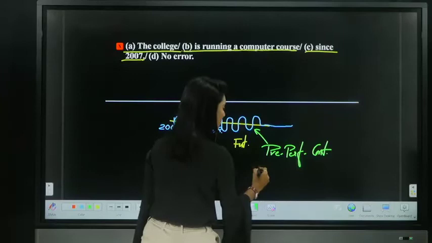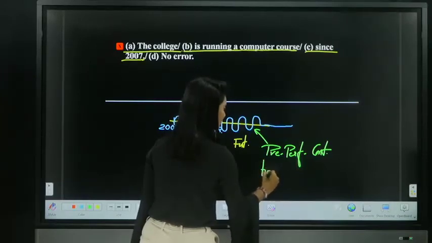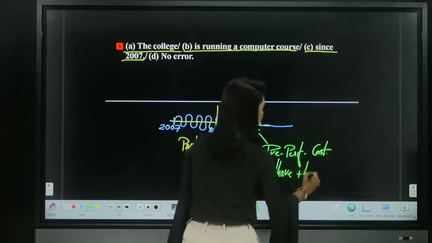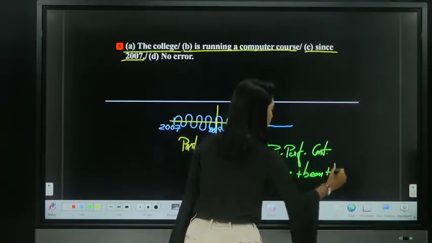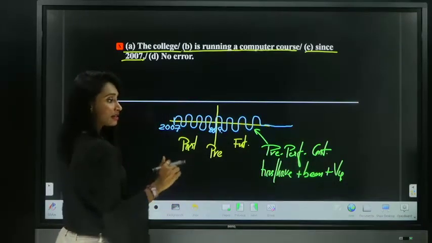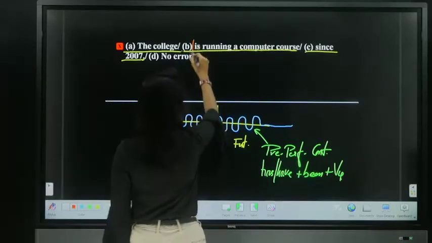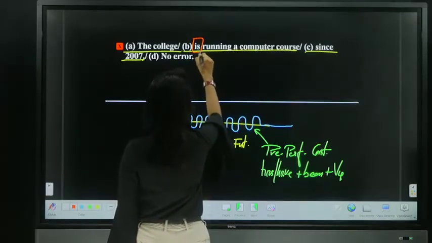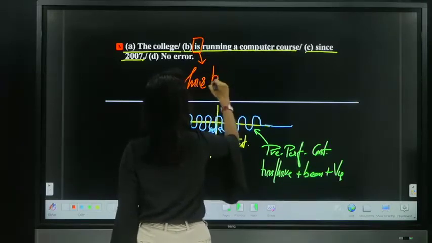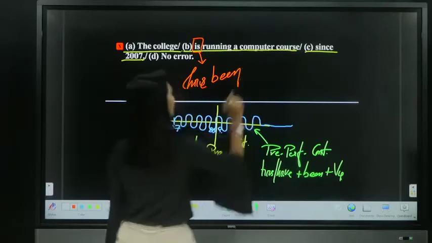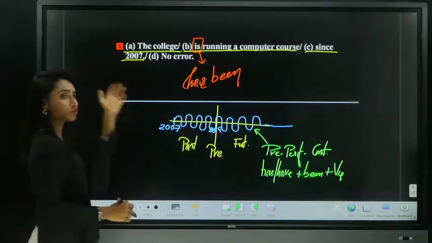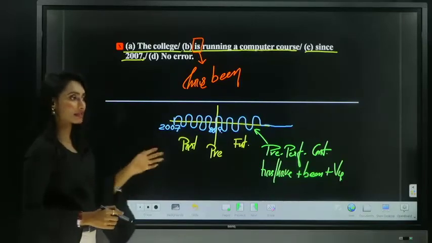What is the formula for present perfect continuous? Subject plus has or have plus been plus V4. So, as Angela rightly mentioned, the answer should be: remove "is running", replace "is" with "has been". The college, third person singular. So the college has been running a computer course. The college has been running a computer course since 2007. Has been running is the correct one.